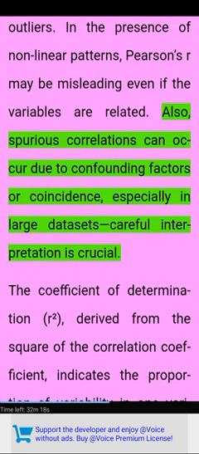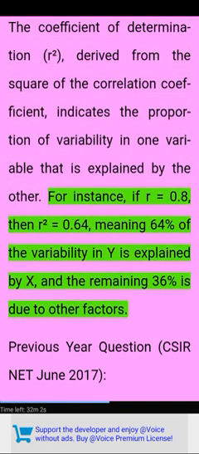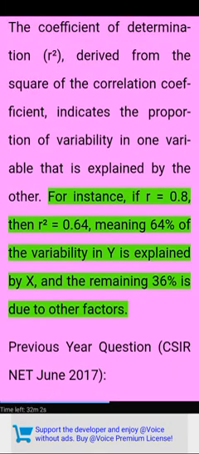Careful interpretation is crucial. The coefficient of determination, r squared, derived from the square of the correlation coefficient, indicates the proportion of variability in one variable that is explained by the other. For instance, if r equals 0.8, then r squared equals 0.64, meaning 64% of the variability in Y is explained by X, and the remaining 36% is due to other factors.